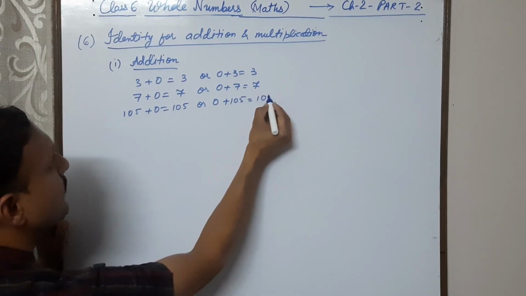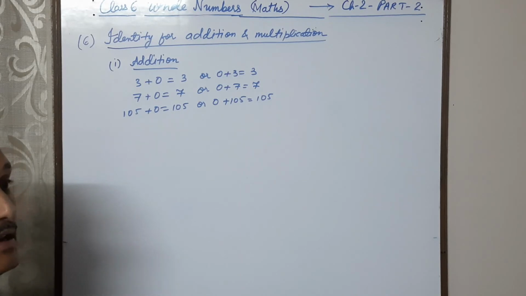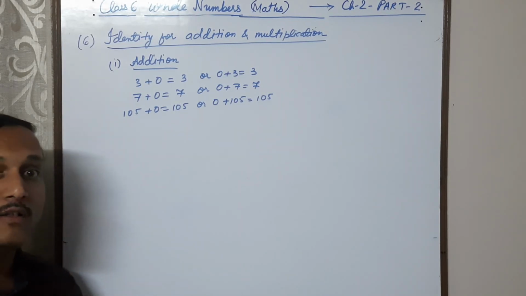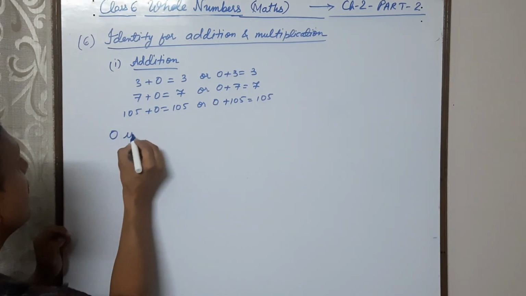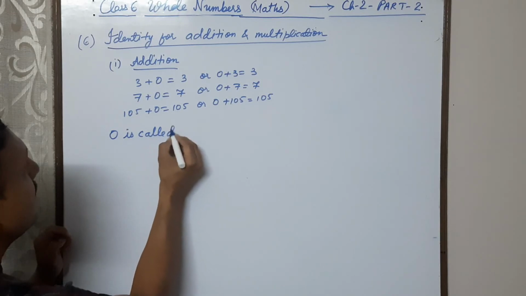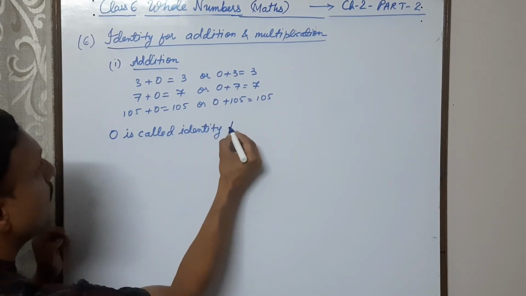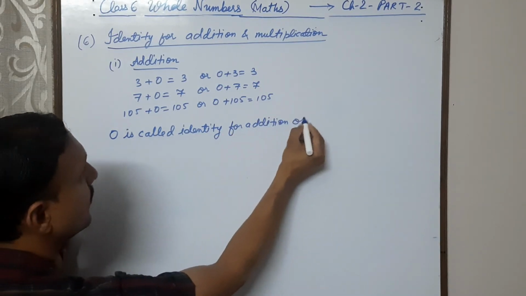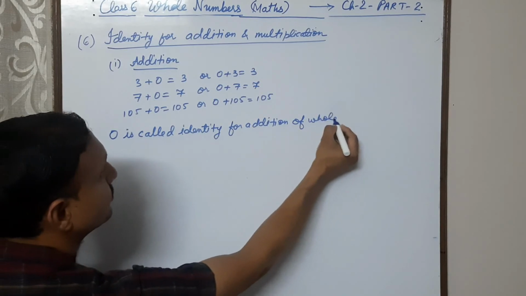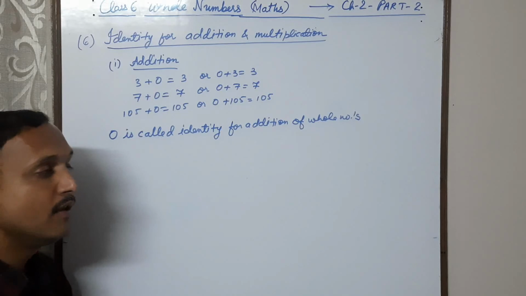So when we are adding 0 to any whole number, we are getting the same whole number. Therefore 0 is called the identity. 0 is called the identity for addition of whole numbers. So when we add 0 to any whole number, we are getting the same. Then 0 is called the identity.